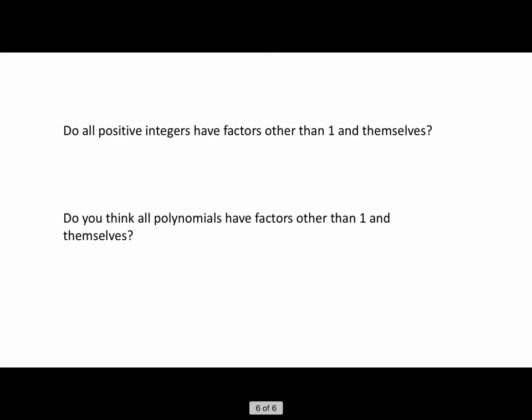Do all positive integers have factors other than 1 and themselves? No. Like 2? It doesn't have any other factors except for 2 times 1. 3, right? All of the prime numbers don't have any other factors besides 1 and themselves. So do you think all polynomials have factors other than 1 and themselves? And that's what we saw in that last example. Some are going to be prime, but you cannot say that unless you've exhausted every single possible factor and none of them work out.